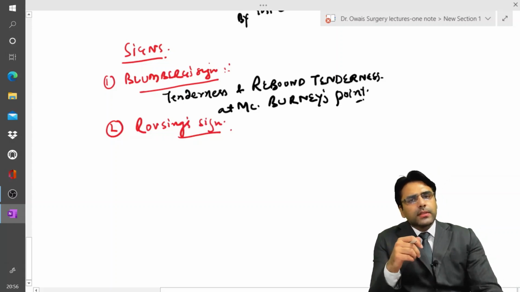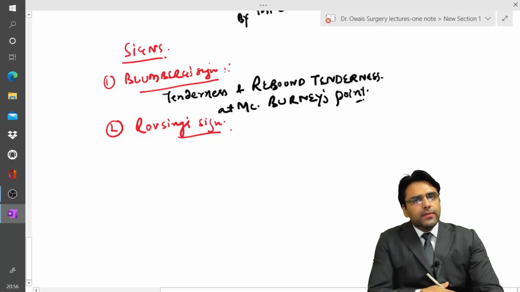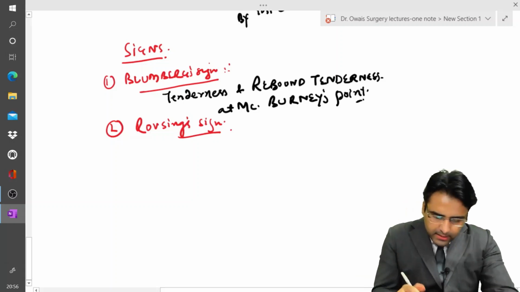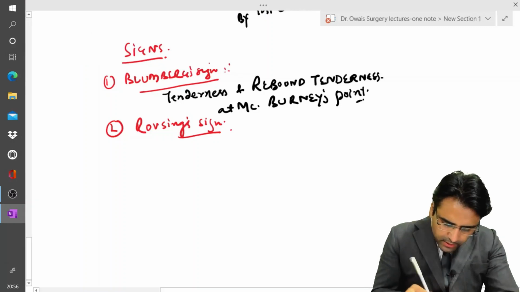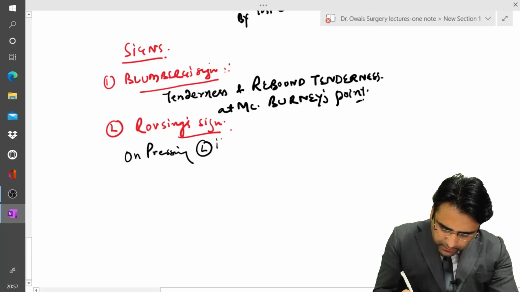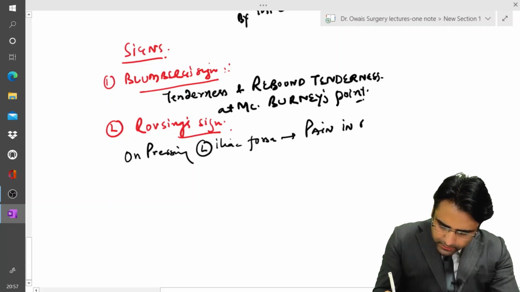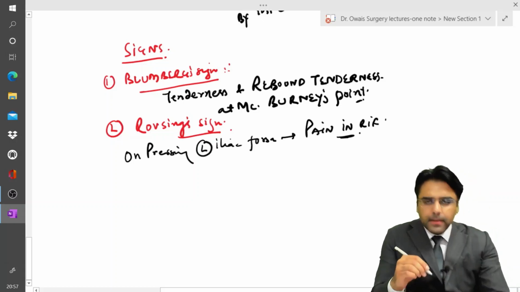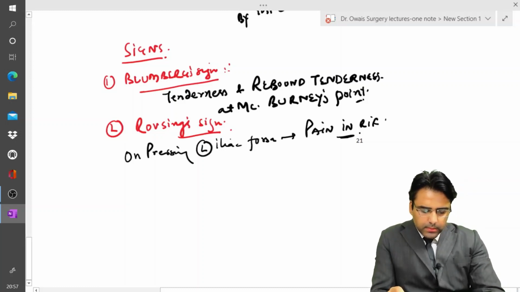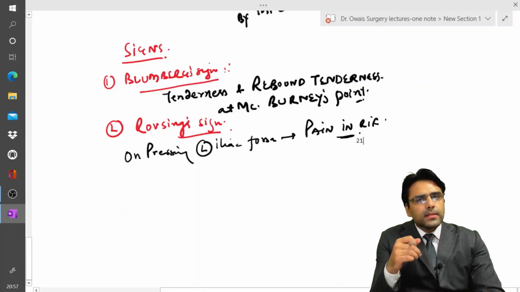Now another important sign is Rovsing sign. What is this Rovsing sign? On pressing the left iliac fossa, pain is felt in the right iliac fossa. So this is termed as Rovsing sign. And why does this happen? This is due to shift of the bowel loops, which irritate the parietal peritoneum.